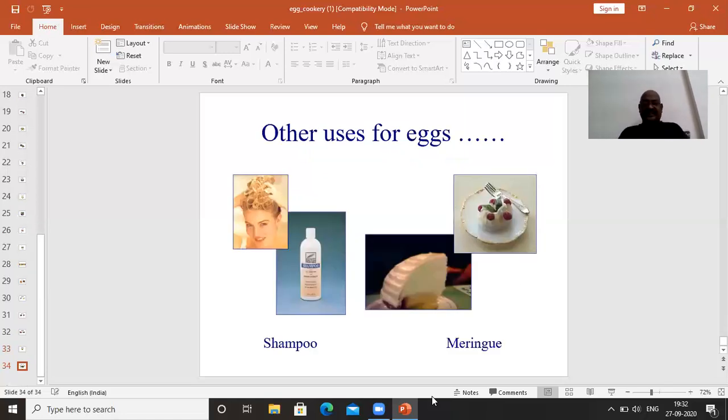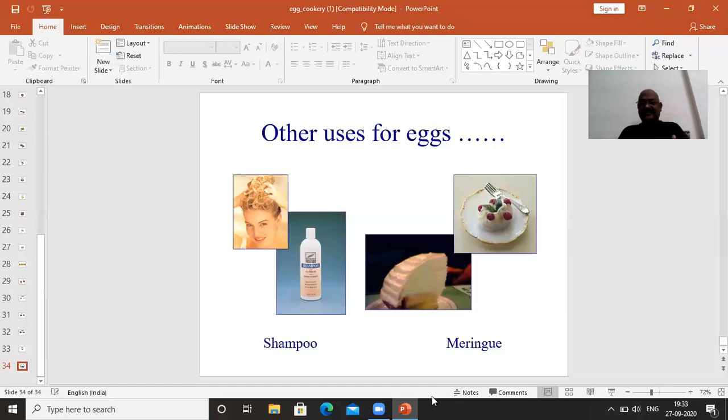Other uses of egg are in shampoo preparations and meringues, the making of meringues. These are all other properties of egg that we utilize. Apart from this, you can use egg for different purposes. Egg curry, egg masala, boiled egg and spinach curry, egg and drumstick curry, breakfast preparations, and different types of omelets. So we can use the egg for multiple purposes.